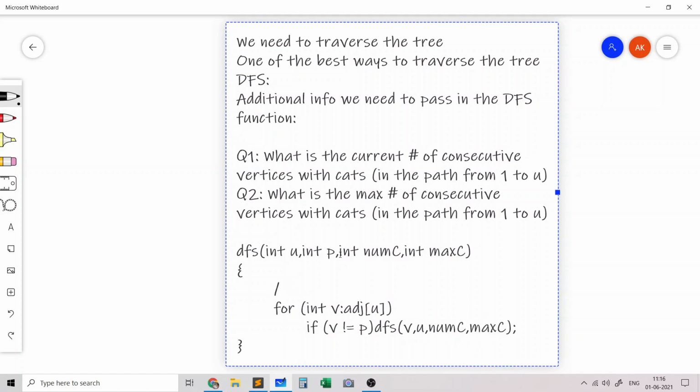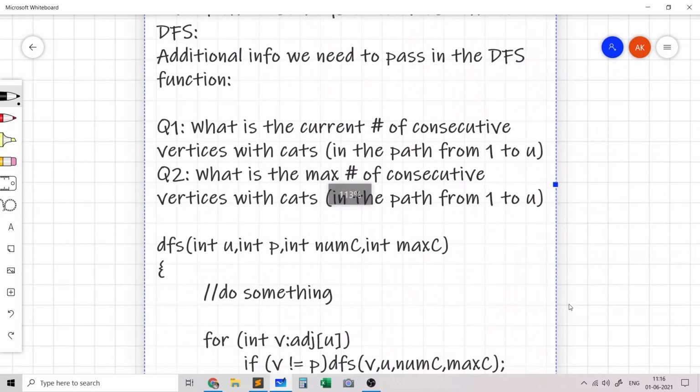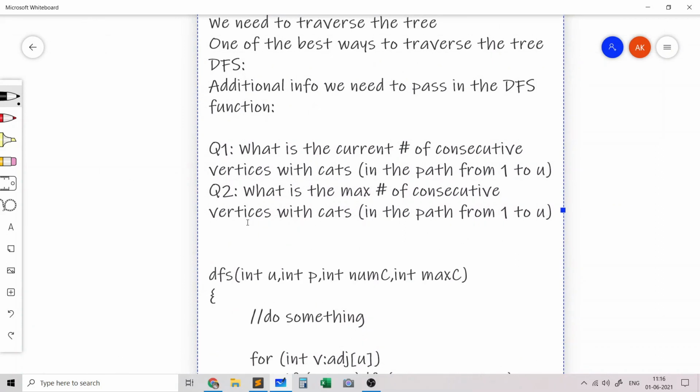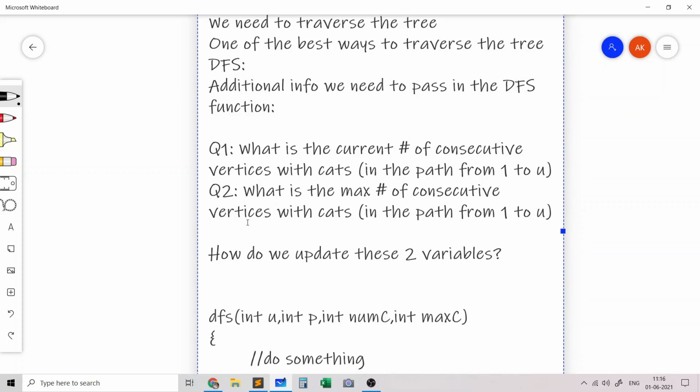But now the key thing is, in our do-something part before we call DFS on the children of u, we need to understand how we update these variables. So that's the question we are trying to ask now. How do we update these two variables? The answer to this question is actually very simple, and that is we need to update num_consecutive.